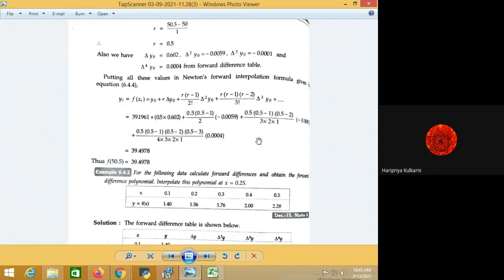We'll substitute all the values. We have all the values with us. We know that r is 0.5 and the rest of the values come from the table. You just have to substitute and calculate. So it comes out to be 39.4978. I hope you have understood how to solve Newton's forward difference interpolation.